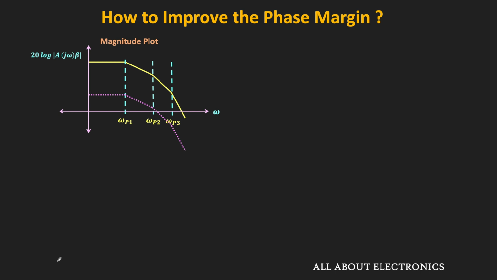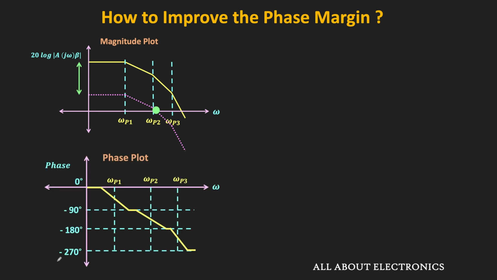And now, this is the new gain crossover frequency. Since we have reduced the beta by this factor, the gain crossover frequency will shift towards the left-hand side. But since the beta is independent of the frequency, it won't affect the phase plot, and the phase plot will remain the same. Now, this gain crossover frequency is less than the phase crossover frequency, and with the reduced value of the beta, the response of the feedback amplifier will be stable.